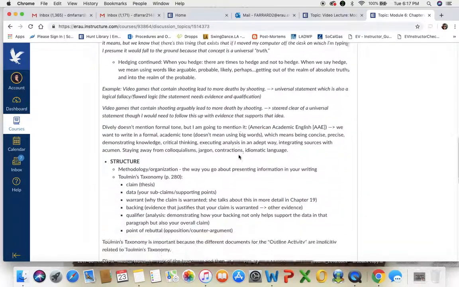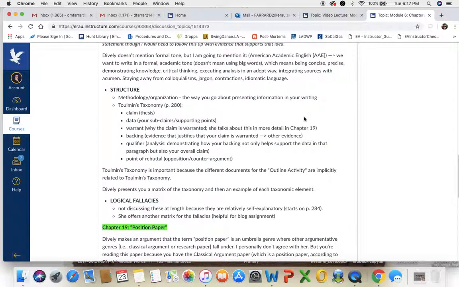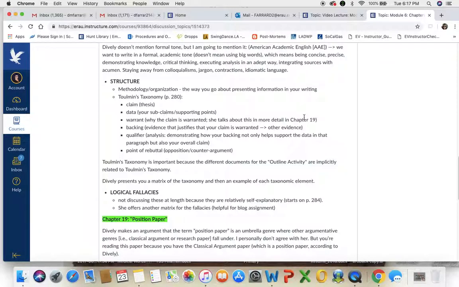Okay, so that's tone. She then moves on to structure. Structure is what's called methodology or organization. This is the way you go about presenting information in your writing, and she focuses on what's called Toulmin's taxonomy, on page 280. And this here is Toulmin's taxonomy, right? So he goes through claim, data, warrant, backing, qualifier, and point of rebuttal. And this again should sound familiar.